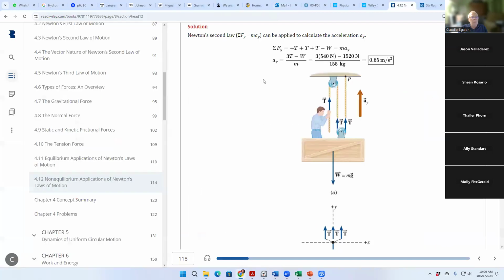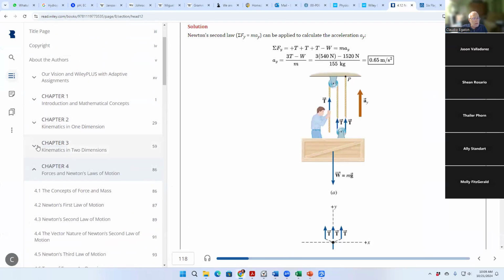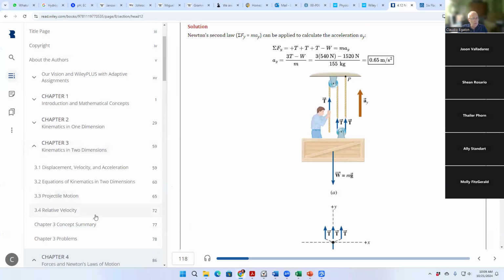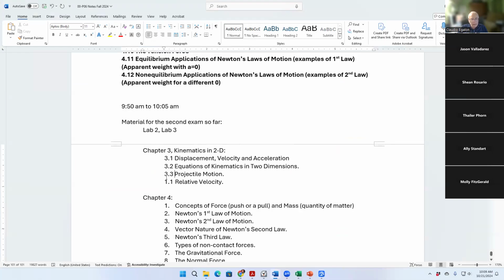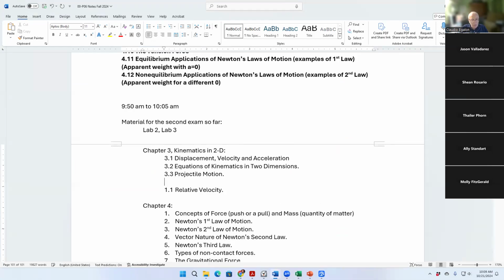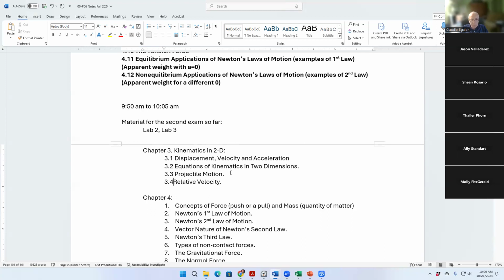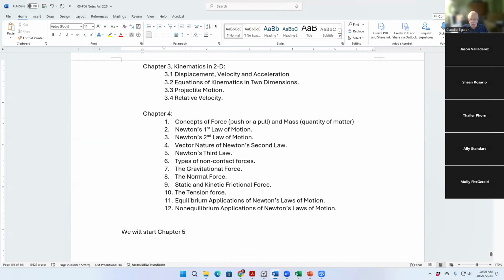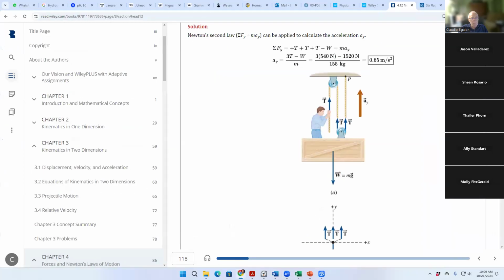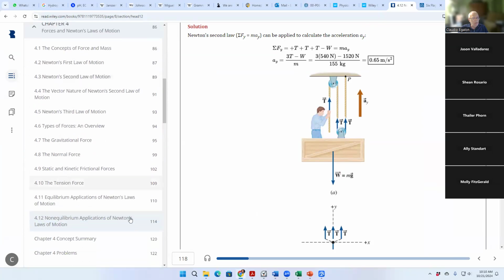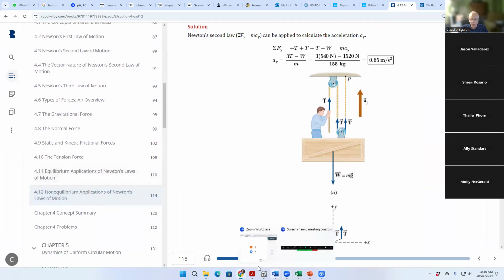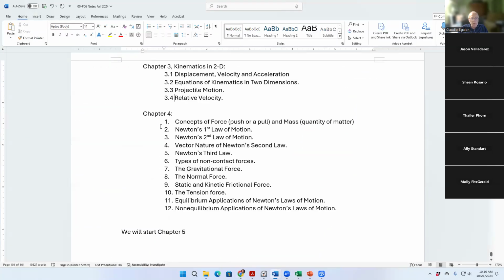I want this one here. Chapter 3. You go 3.1, 3.2, 3.3, 3.4. Okay, 3.1, 3.2, 3.3, and 3.4. Okay. In chapter 4: 4.1, 4.2, 4.3, 4.4, 4.5, 4.6, 4.7, 4.8, 4.9, 4.10, 4.11, 4.12. It's a long chapter.